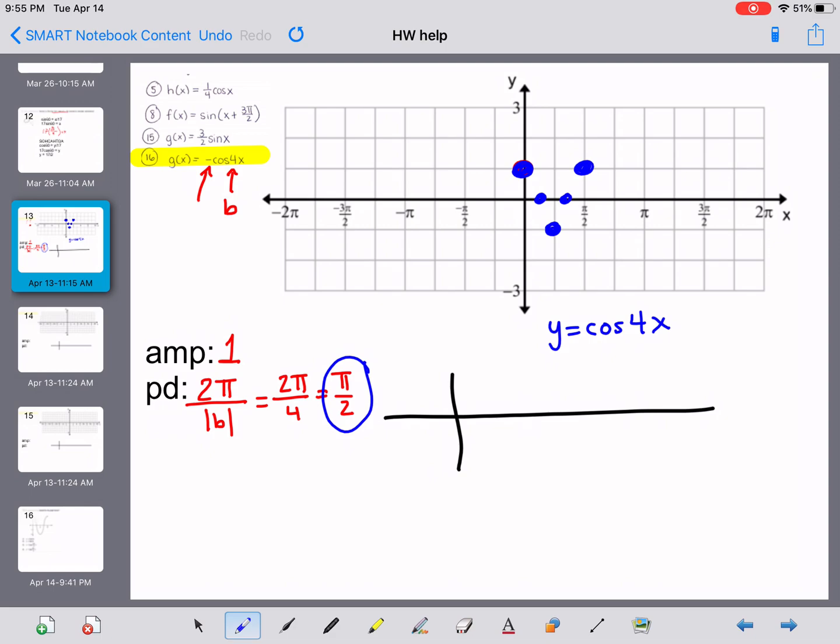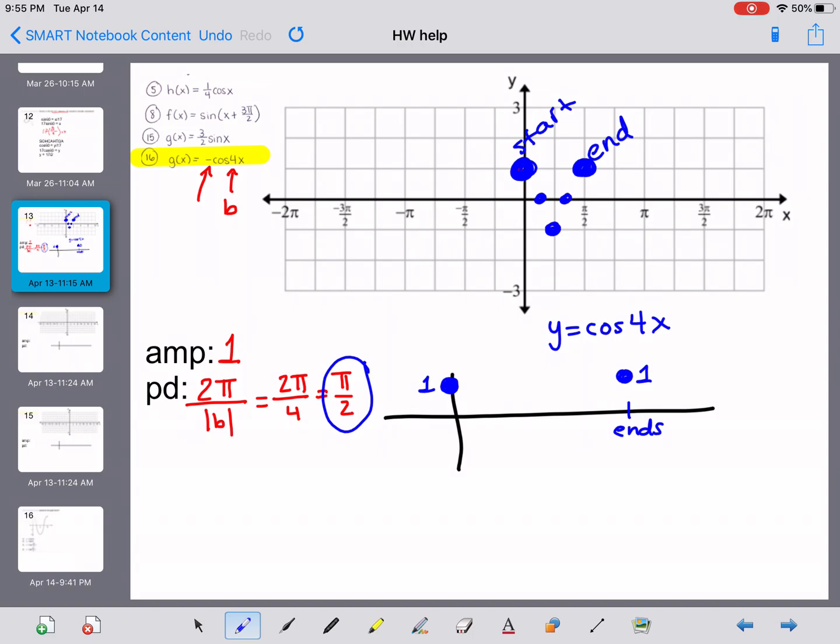You should know that cosine starts at 1 unless there's an amplitude change, right? So it starts at 1 and then it ends up at 1. Okay, so that's how I got this first point here and then this last point here. This ending point is at this location because the distance between those 2 points has to be pi over 2. So from 0 to pi over 2, that's a distance of pi over 2.